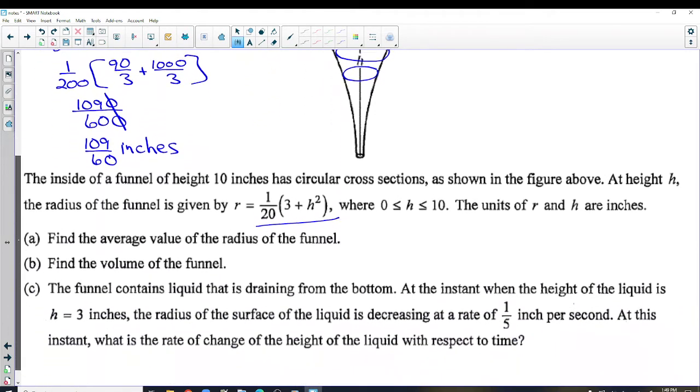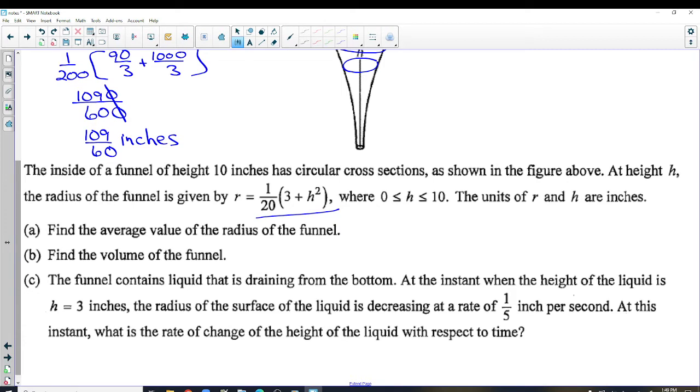Find the volume of the funnel. This one really isn't a related rate either. Actually, now that I think about it.